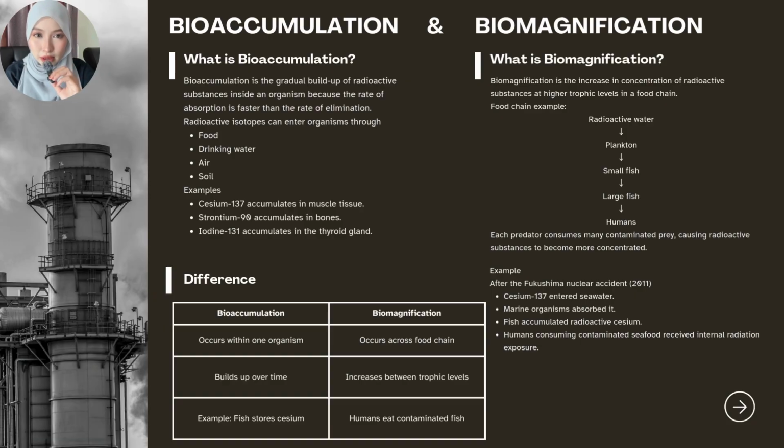Let's look at how radioactive material moves through the environment. Bioaccumulation is the gradual build-up of radioactive substances inside a single organism because they are absorbed faster than they can be removed. For example, cesium-137 accumulates in muscle, strontium-90 in the bones, and iodine-131 in the thyroid gland. The next one is biomagnification, which, on the other hand, happens through the food chains. Radioactive substances move from plankton to small fish, then to larger fish, and finally to humans. At each trophic level, the concentration becomes higher. A good example is the Fukushima nuclear accident, where radioactive cesium entered the ocean, accumulated in the marine organisms, and eventually reached humans through seafood consumption.